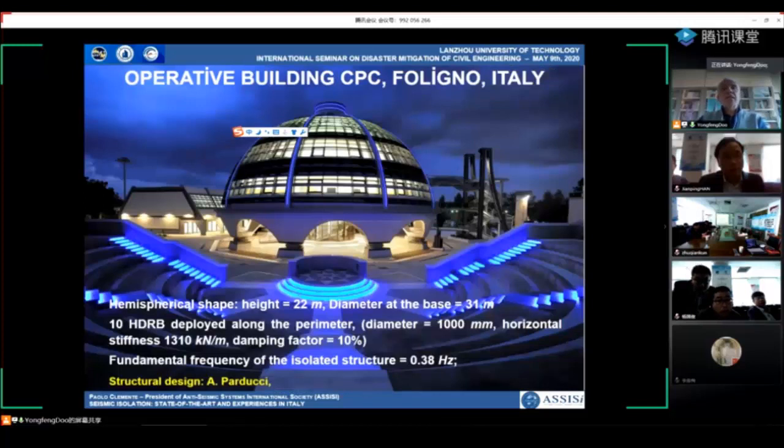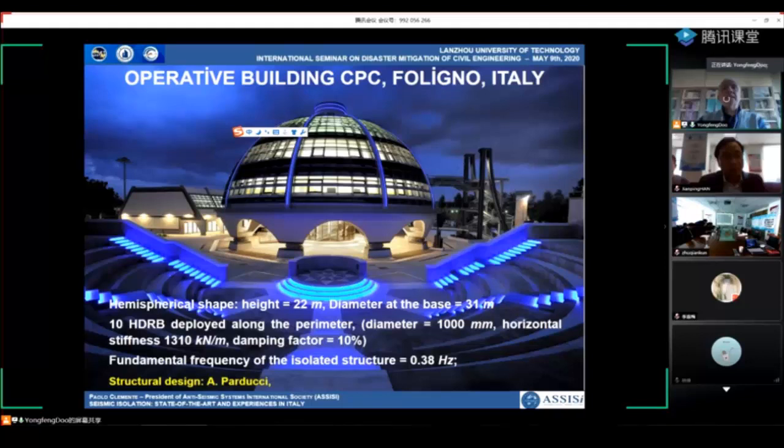Another very nice building was this Civil Protection Center at Foligno. It has a hemispherical shape, and it's supported only by means of 10 elastomeric isolators along the perimeter. We'll go back to this building later, speaking of seismic monitoring, because both the San Giuliano School and this building are monitored by means of an accelerometric network realized in the framework of a project organized by ENEA.